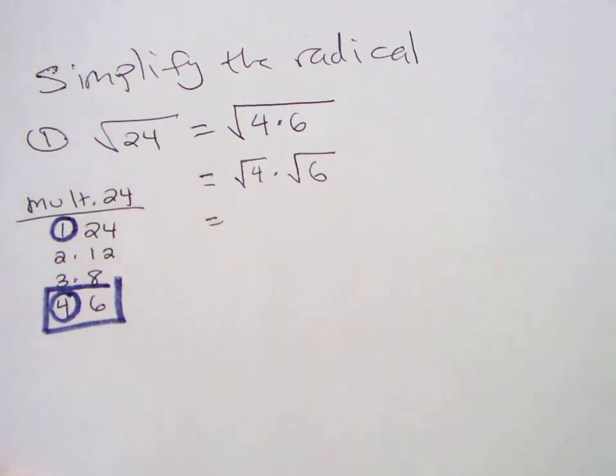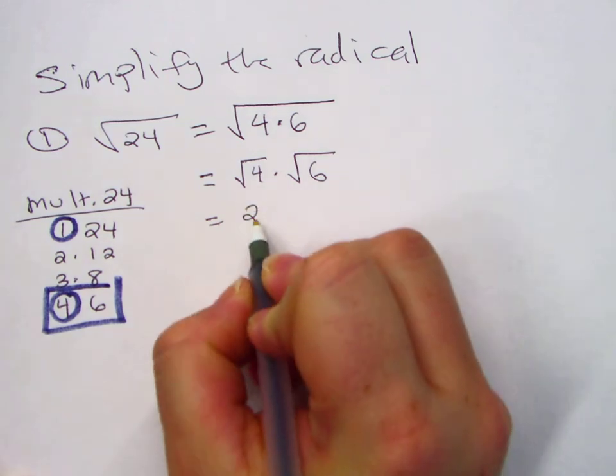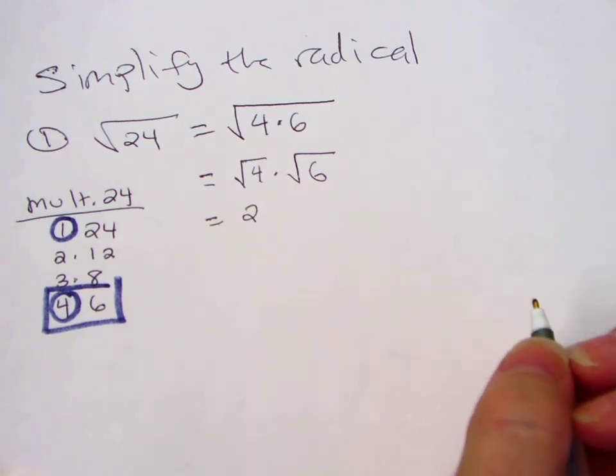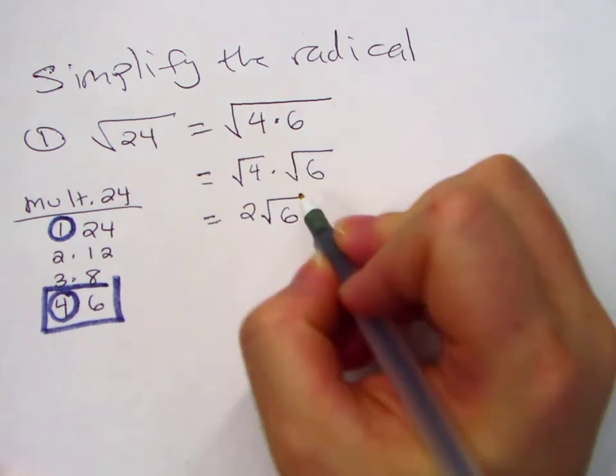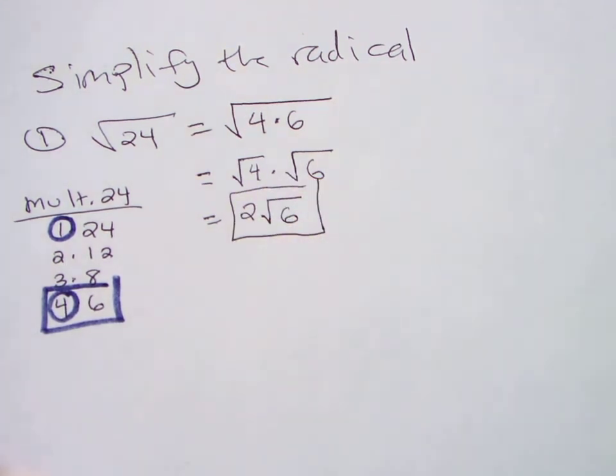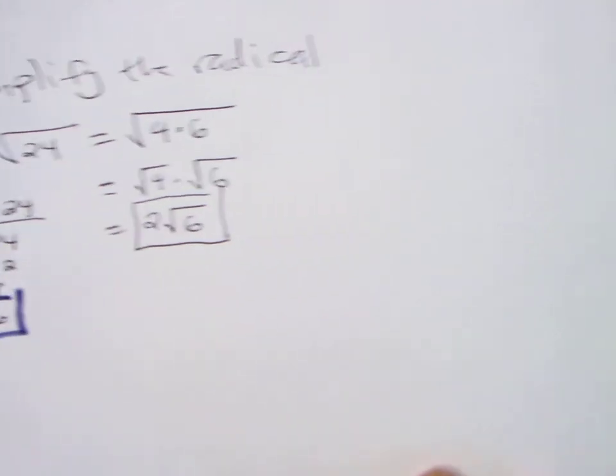Now, do you know the square root of 4? Yeah, it's 2. So I'm going to write 2. Do you know the square root of 6? No, it's some disgusting decimal. All right, and so that's your answer. 2 radical 6 is the simplified version of radical 24. All right, let's do another one.